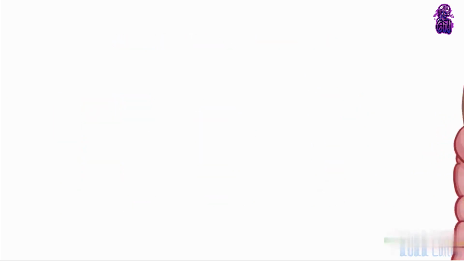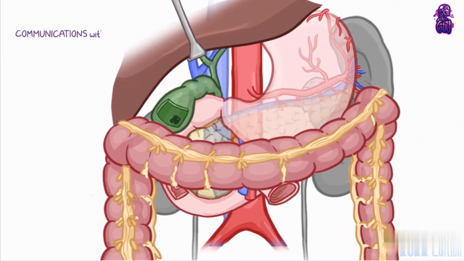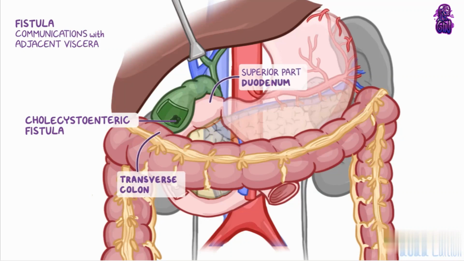Finally, an enlarged and inflamed gallbladder can attach itself to and form communications with adjacent viscera, and these are called fistulae. For example, a cholecystoenteric fistula is when a communication between the gallbladder and the intestine forms. The location of the gallbladder affects which organs are most likely to develop a fistula with it. These organs are the superior part of the duodenum and the transverse colon.